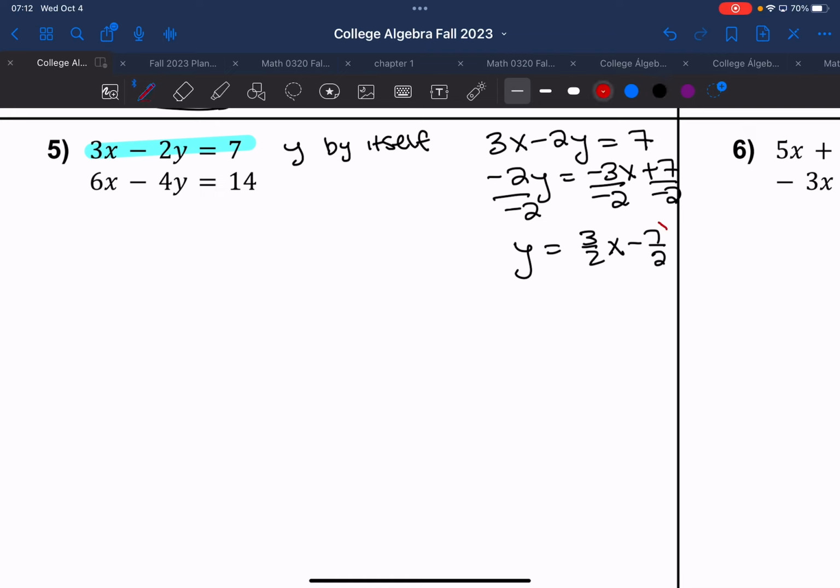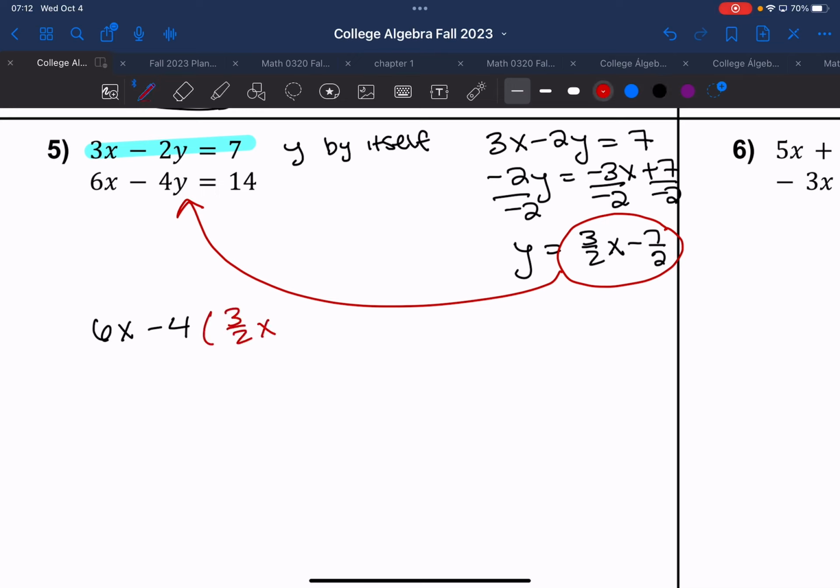So that means I'm plugging in that 3 halves x minus 7 halves into which equation, top or bottom? Bottom, yeah, because we always use the opposite equation. So if we're getting a variable by itself in one equation, we have to use the opposite when we're plugging in. So we're going to be plugging that in for y. So I have 6x minus 4, plugging in that 3 halves x minus 7 halves in for y, equals 14.